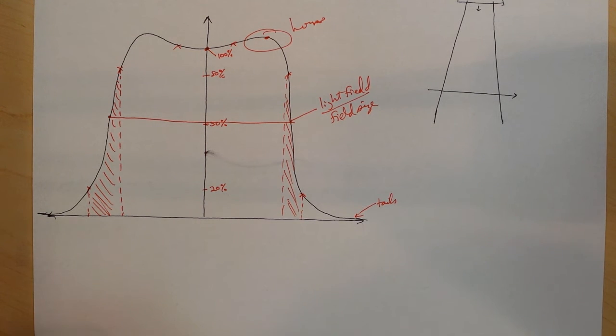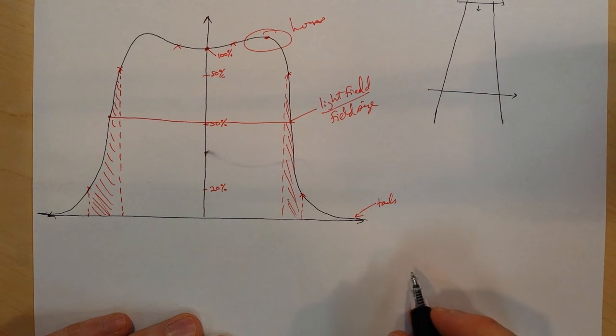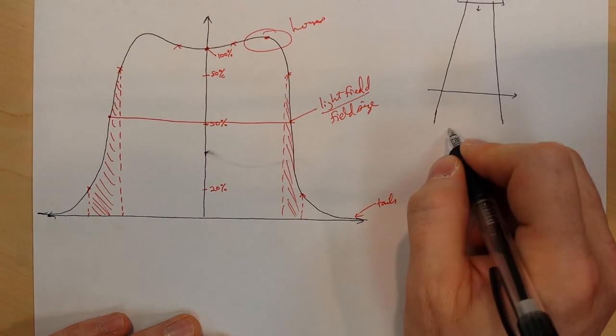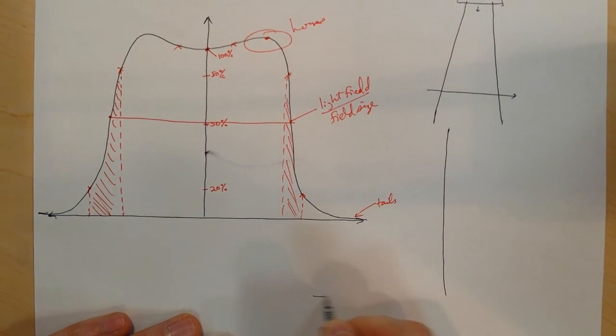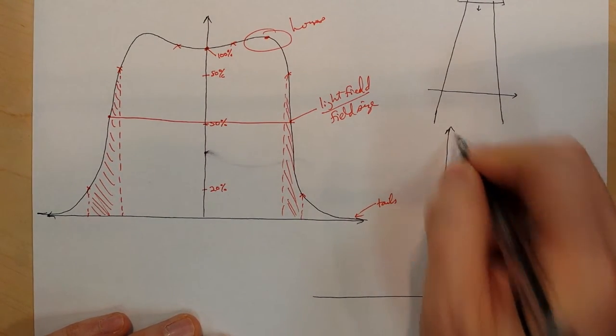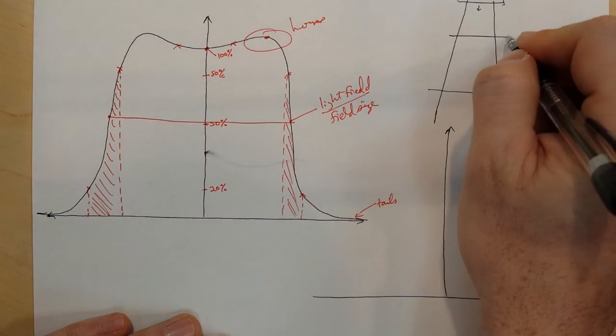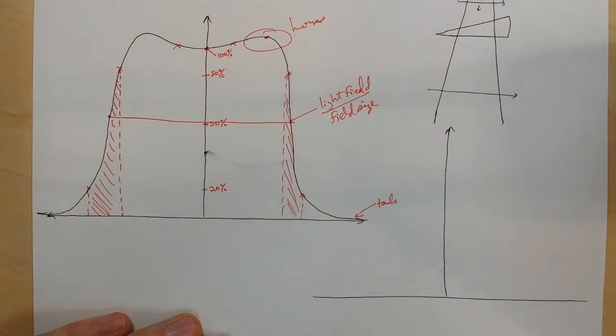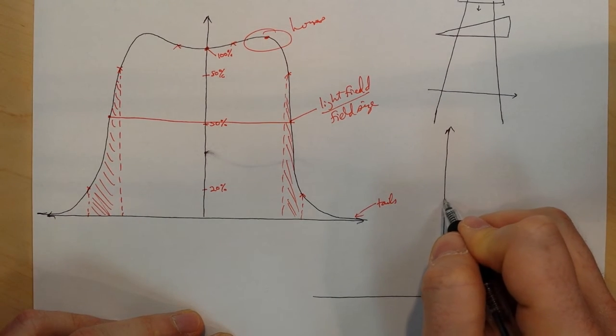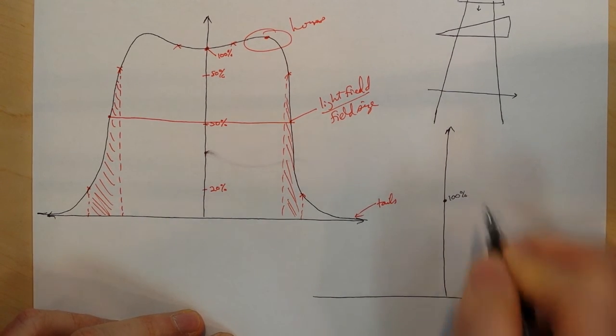What happens when I put a beam modifying device in the field? What happens if I put a wedge in the field? How does that affect my beam profile? So now, if I draw a beam profile, I'm running out of room, and I put a wedge like this in the field, what does my beam profile look like? Remember, everything's normalized to 100% on the central axis.